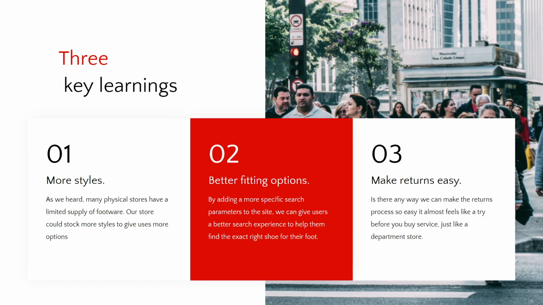And so, if we think about what we've learned from these things here, we can already start to think of 3 things that we could do, if we were doing that shoe website, that we can use to create some sort of point of difference that really considers our users. One of those is, bring in more style. As we heard, or we think, from our user experience, we might find that many physical stores have a pretty limited supply of the specialist footwear. So our store could stock more styles, with that orthopedic issue in mind, to give users more options and some better fitting options.